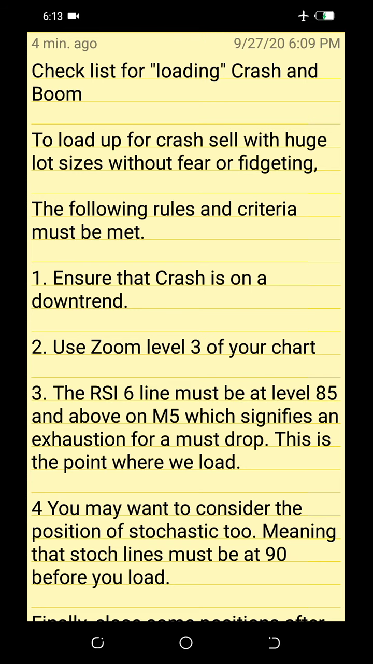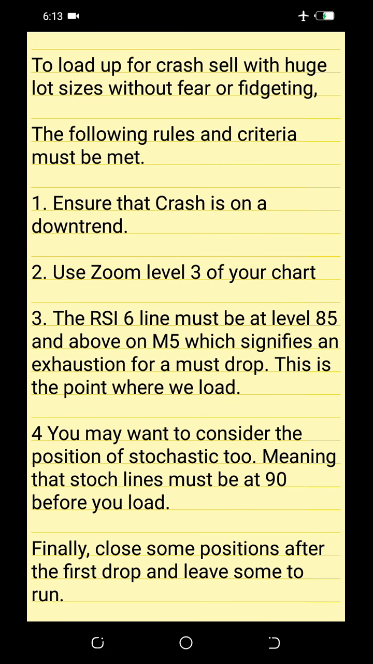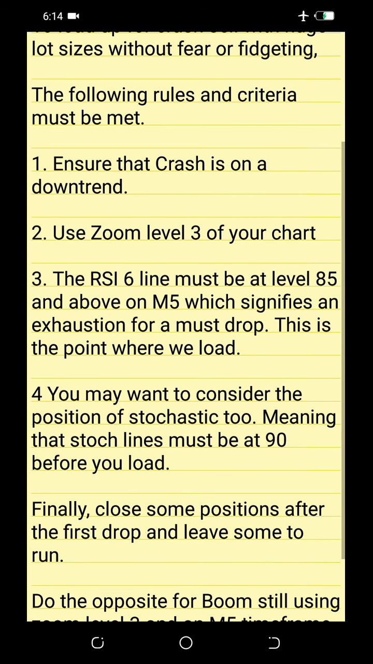But for this loading, the loading is actually based on pattern. That's why the first condition is to ensure that crash is on a downtrend. That is for you that crash you sell, crash you buy, boom most of the time. So you ensure that crash is on a downtrend. How do you know a downtrend? Go back to my previous video, that would have done justice. But if you've gone through the video, you understand what I mean.